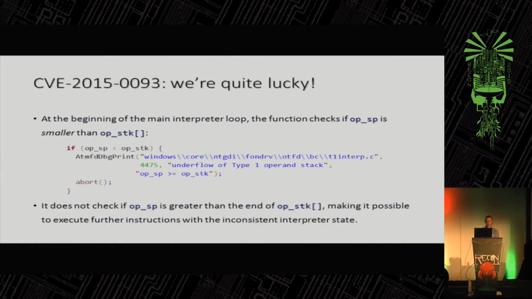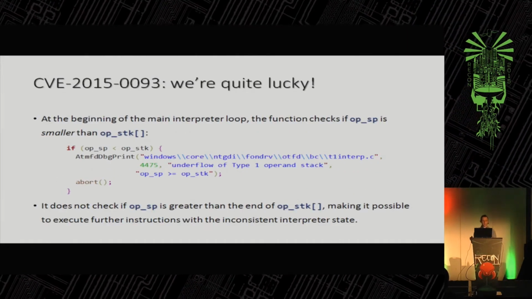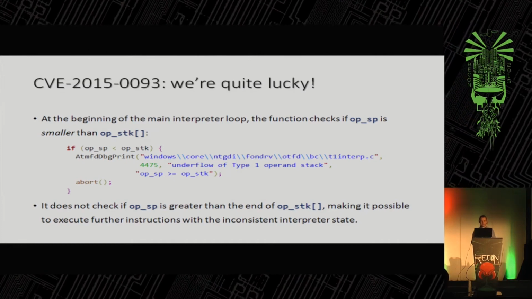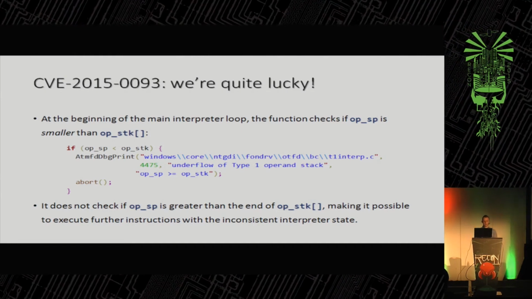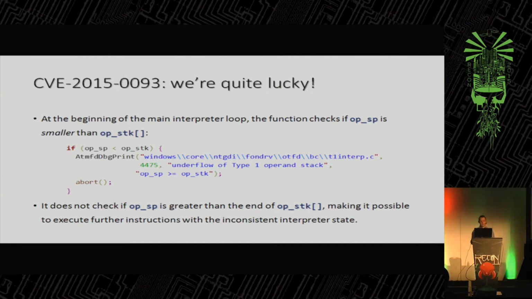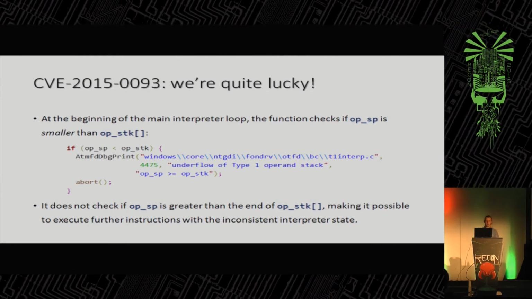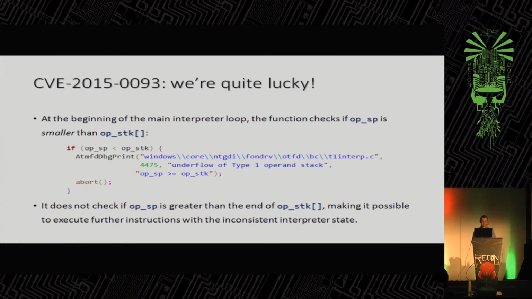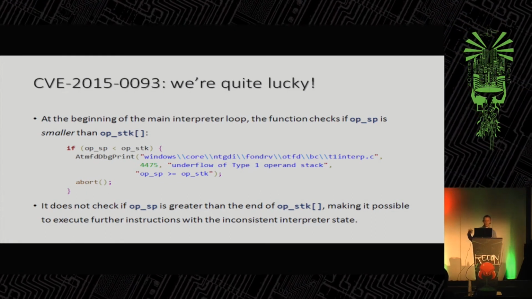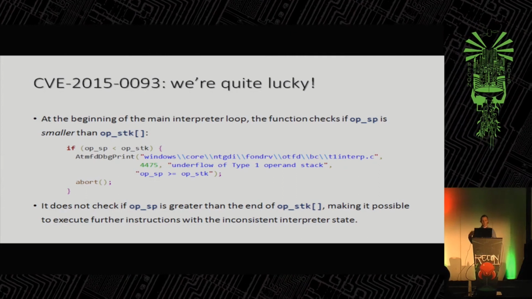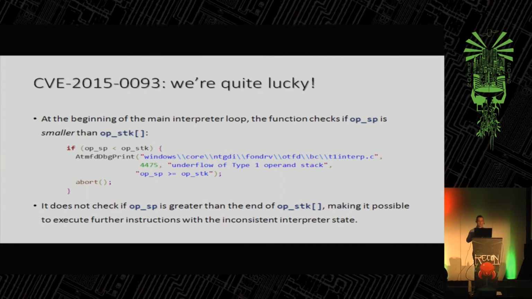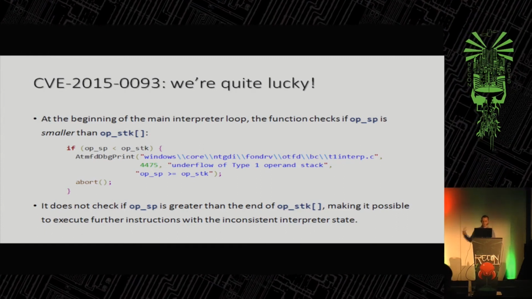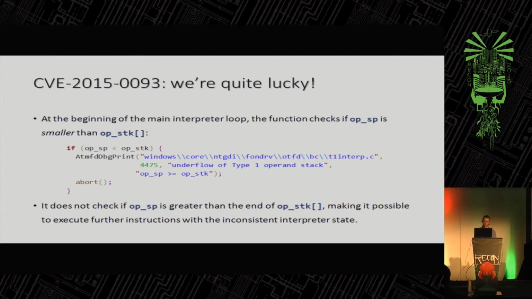It turns out we were quite lucky, because even though we can do it, at the beginning of the main interpreter loop, there is a check whether OPSP is not smaller than OPStack. And if it is, then basically execution is aborted. But there is no similar check for whether OPSP is larger than the operand stack, so whether it has gone beyond it from the other side. And thanks to this, we can actually have this inconsistent state with the out-of-bounds pointer and still execute further instructions, which is very good.